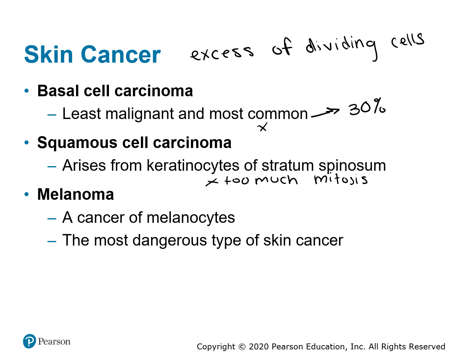And that kind of makes sense, right? Because these two cells, the basal layer of the epidermis and the spinosum layer of the epidermis, are where most of those dividing cells reside. Okay? Then melanoma is excess division of melanocytes, and this is the most dangerous type of skin cancer. Melanocytes are hard to identify. They're also difficult to extract because of how deep they are in the skin. Okay?